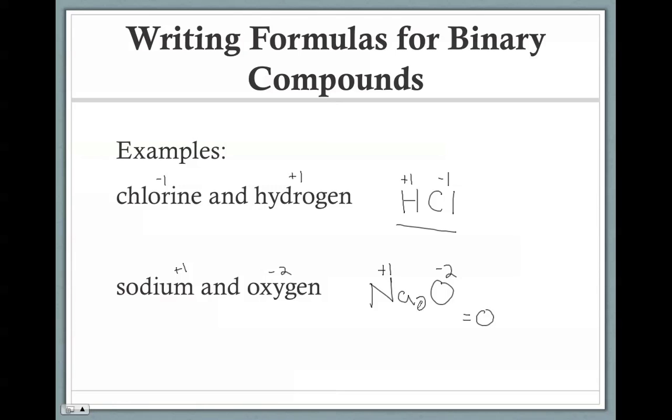So I'm going to put a subscript in after the Na. So right now I have two +1 charges, so I have a sum of +2. And then oxygen I only have one of, which is -2. +2 minus 2 gives me 0. So my official formula for this is Na2O.